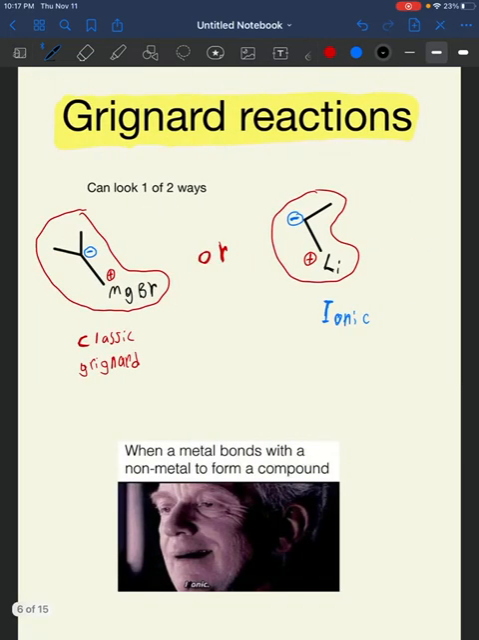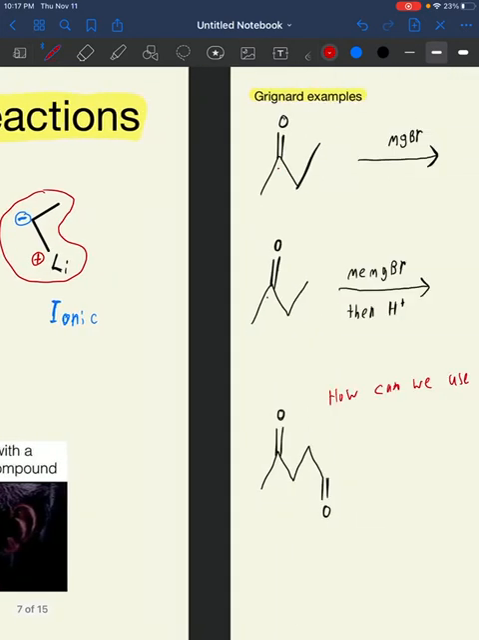So, moving on to the Grignard reactions. Now you're going to run across two Grignard reactions, either ionic or the classic, and they both follow the same rules and concepts, so don't worry. Ionic might just look a little different because it has a metal attached to a carbon, but once again, it's the same as a Grignard reagent. And we're going to look at how to utilize these. So let's take a look real quick.